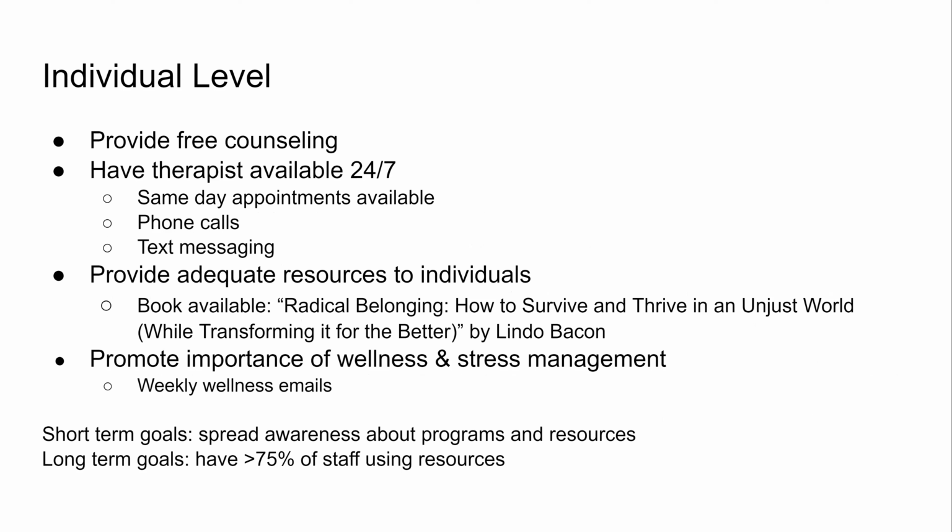Okay, so our recommendation to support radical belonging at an individual level involves providing free resources for mental health counseling, having therapists available 24/7. So just being available for same-day appointments or phone calls or text messaging if it's late at night. Also, it's important to provide the staff with adequate resources. So a good book is Radical Belonging: How to Survive and Thrive in an Unjust World while Transforming It for the Better.